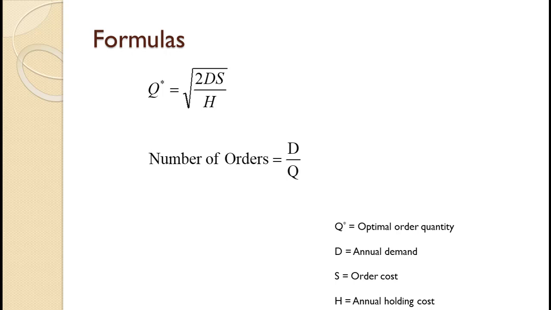The number of orders per year is calculated as the annual demand divided by the optimal order quantity. There is no need to round this to a whole number. The order cycle is the inverse of the number of orders, the optimal order quantity divided by the annual demand. The resulting number is a fraction of a year. You multiply it times the number of working days per year to express the value in days.